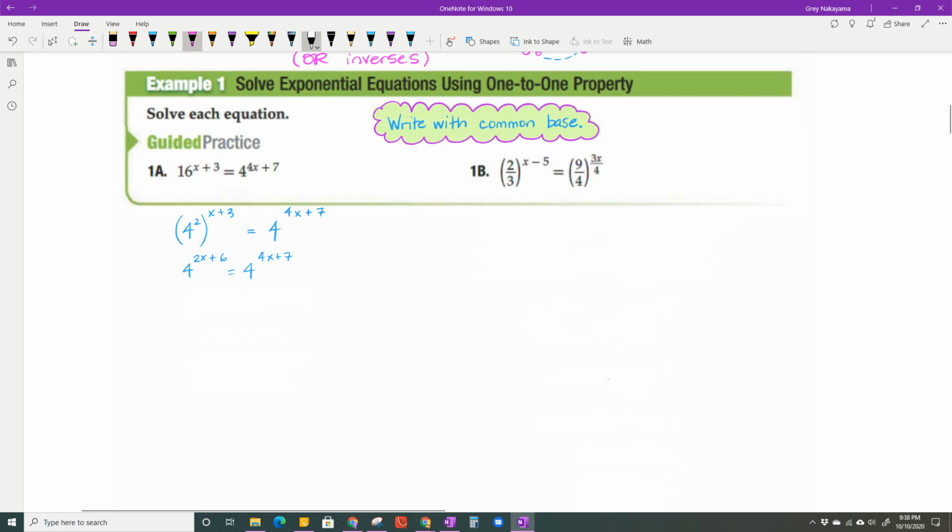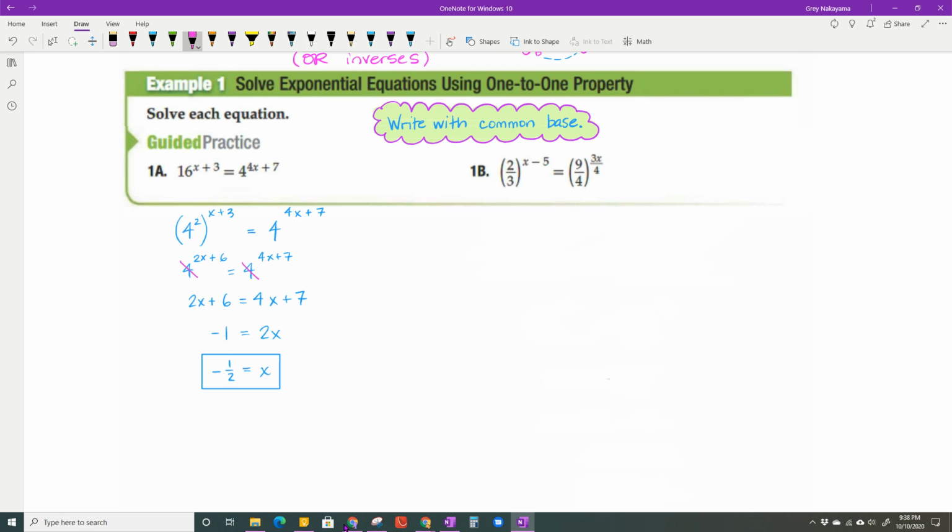But here we are, and we have two exponential expressions equal to each other, so I can, in essence, get rid of those bases and set the exponents equal to each other. 2x plus 6 equals 4x plus 7. If I subtract 2x, I'm going to have 2x on the right. Subtract 7, I'm going to have negative 1 on the left. And then I divide by 2, and that's going to give me x equal to negative 1/2.